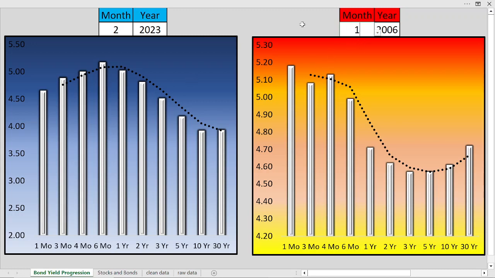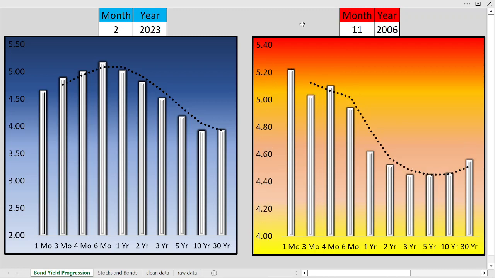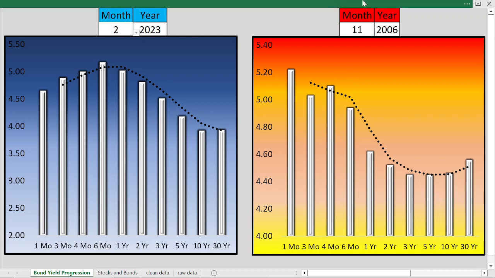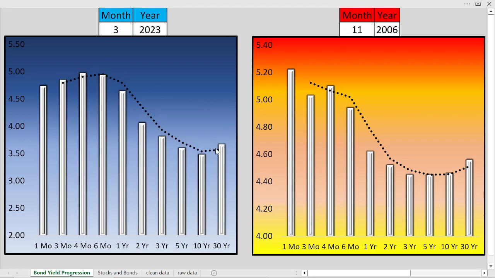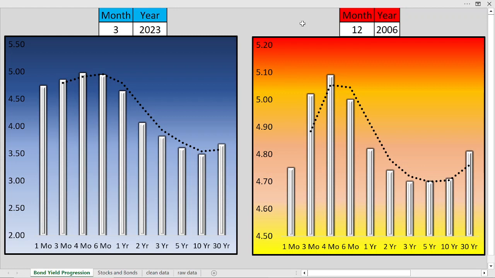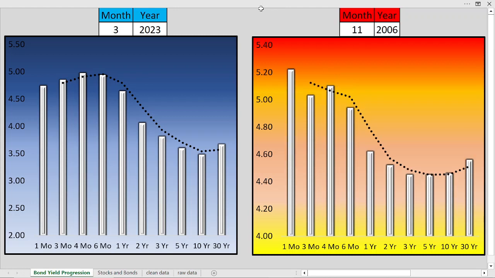Notice as we go from October to November of '06, we see the same situation. We see a real drop on the longer term end. We go to March on the left hand side, March 2023, and that looks very, very similar to what we see in November. And then December of 2006, notice what happens in December. All of a sudden, that 1 month drop, huge drop.